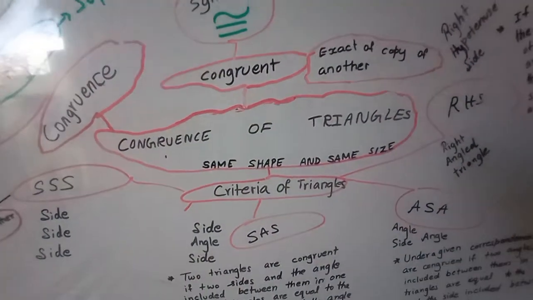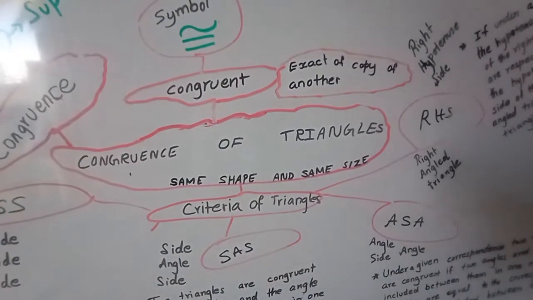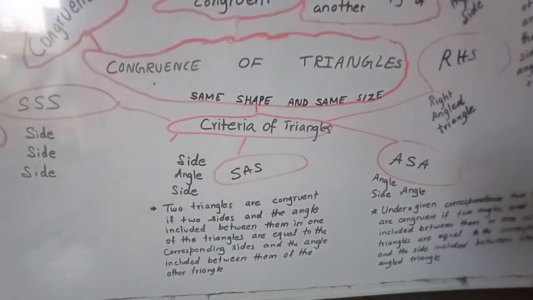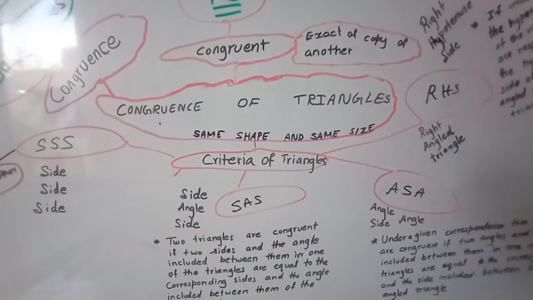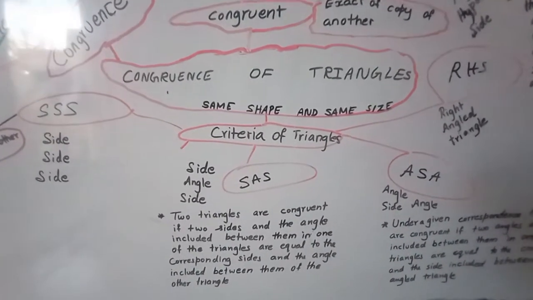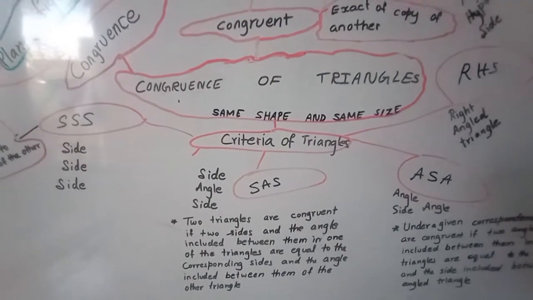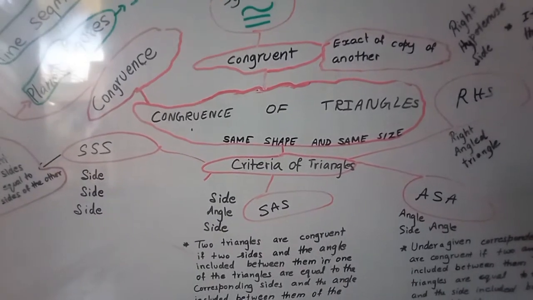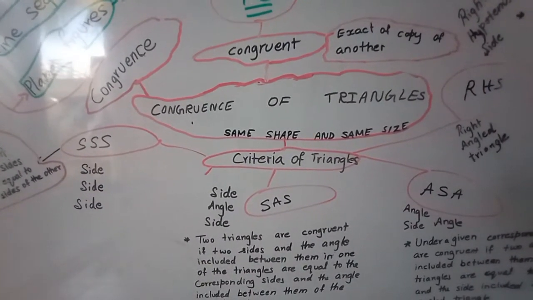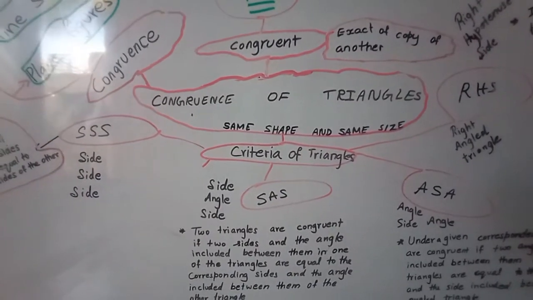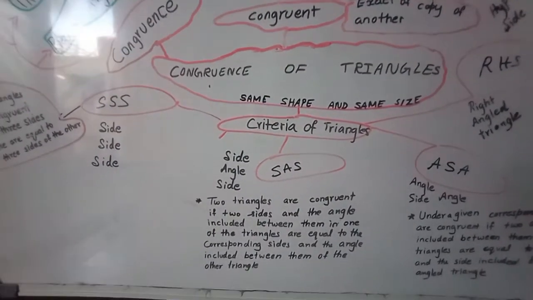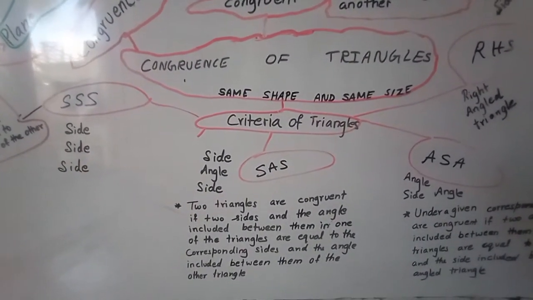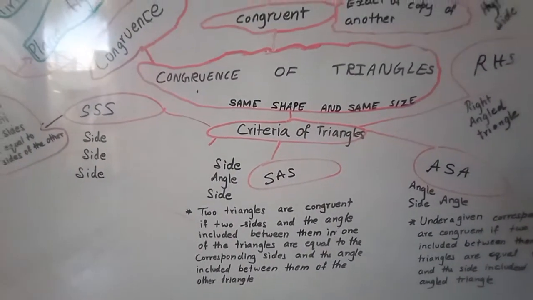The next one we can name SAS. What do we mean by SAS? Side, angle, side. What is the important thing to observe? Two triangles are congruent if two sides and the angle included between them in one of the triangles are equal to the corresponding two sides and the included angle of the other triangle. You know the word corresponding.